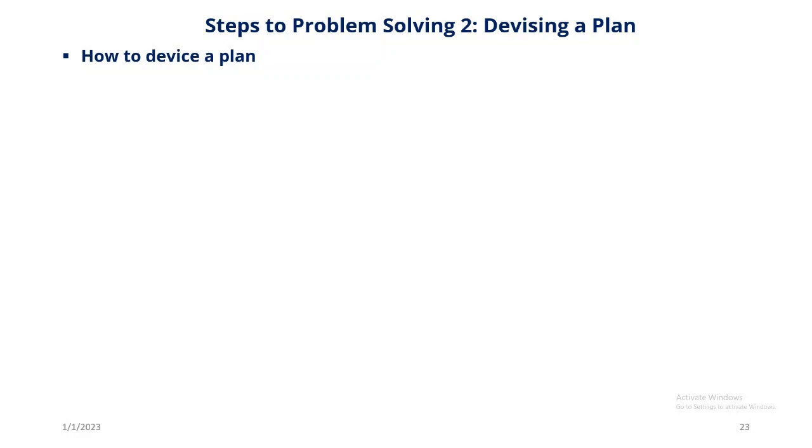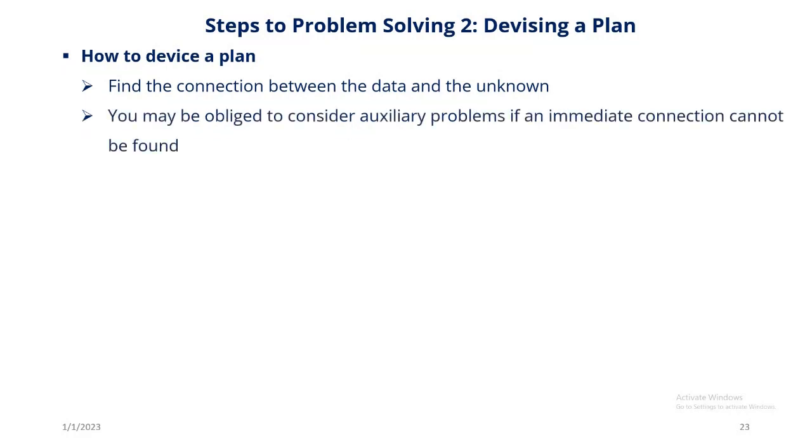After that, we can now go to step 2. How do we devise a plan? Find the connection between the data and the unknown. Remember, data is something you have, something you see. But you are trying to use the data to get something that you don't know. Maybe build a model, build a formula. Find the connection between the data and the unknown. You may consider auxiliary problems if an immediate connection cannot be found. Is there a similar problem?